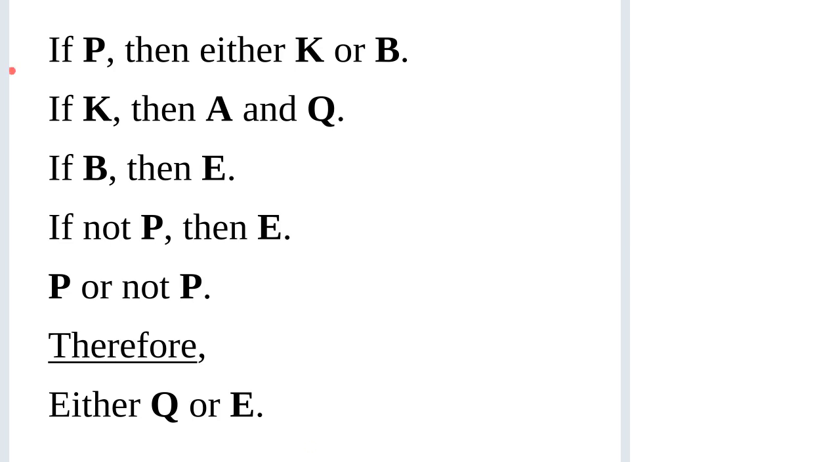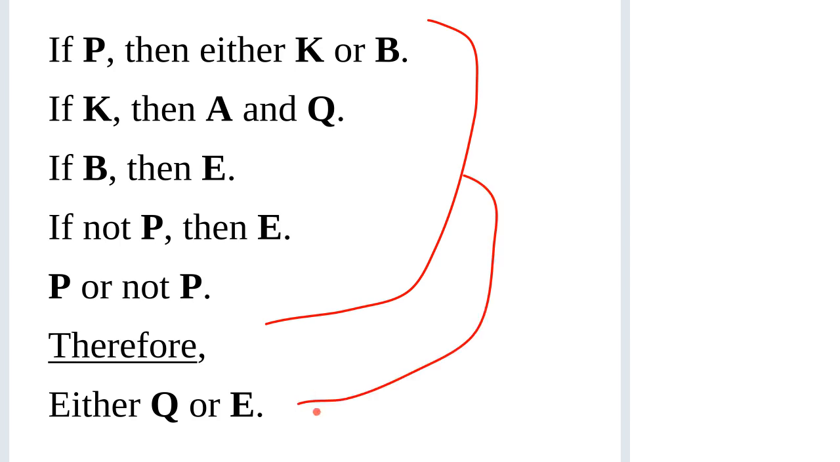Essentially, this is the structure of the argument. If P, then either K or B. If K, then A and Q. If B, then E. If not P, then E. P or not P, therefore, either Q or E. And formal logic is going to be the way to study the structure such that we can prove whether or not this conclusion actually follows from the reasons that were given.